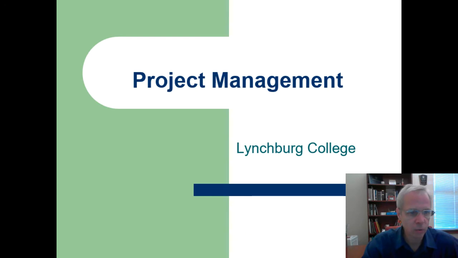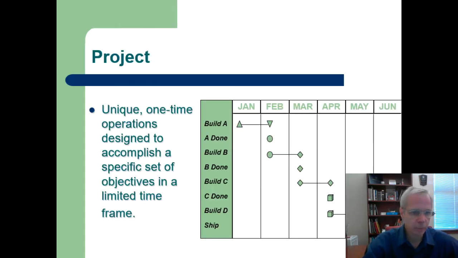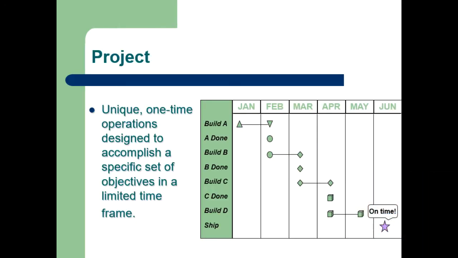So first of all, what is a project? A project is a unique one-time operation designed to accomplish a specific set of objectives in a limited time frame. So it's a unique thing, it's a one-time thing. Paying payroll every Friday is not a project. Upgrading the IT system that pays payroll, that would be a project because it's a unique one-time item.